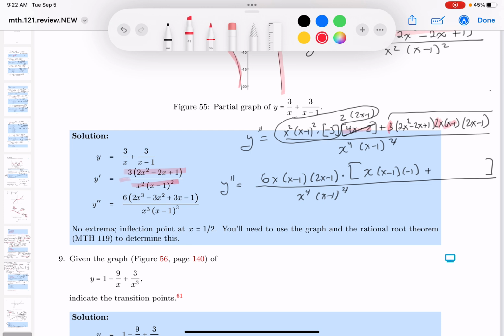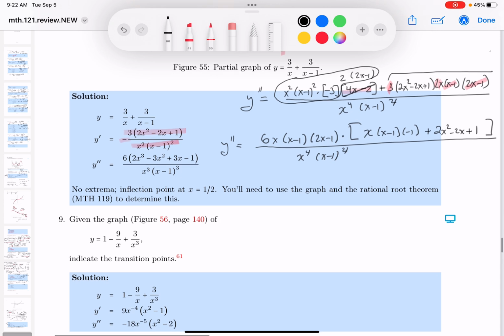I pulled out the x minus 1, and I pulled out the 2x minus 1. Well, I'm left with something pretty simple. I'm left with 2x squared minus 2x plus 1. All right, I've got to keep going.